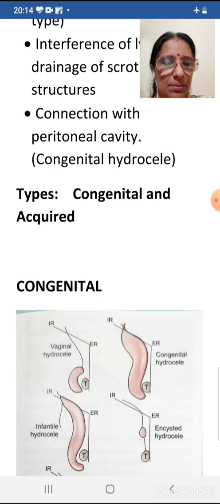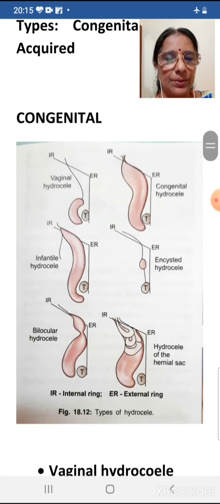So that type of hydrocele is infantile hydrocele. Then encysted hydrocele means some part of processus vaginalis becomes persistently open, and that part will produce fluid to produce an encysted hydrocele, or a cyst-like structure in the cord, that is called encysted hydrocele. So these are the 4 types of congenital hydrocele.